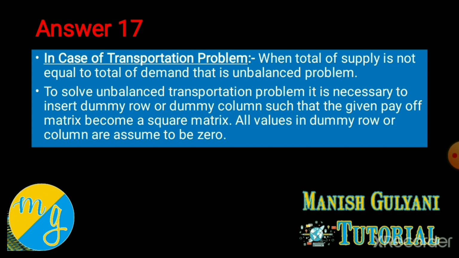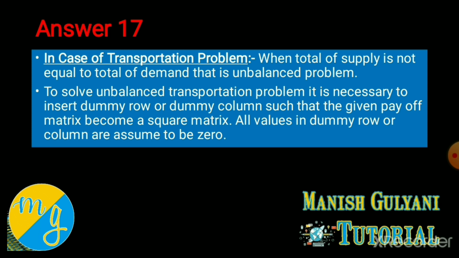It has 2 possibilities: either supplies are more than demand or demand is more than supply. If your supply total is more than demand total, then you have to insert dummy column. And if your demand is more than supply, then you have to insert dummy row. So by this parameter, comparing demand and supply, you decide whether to insert dummy row or dummy column. If S is greater than D, insert dummy column. If D is greater than S, insert dummy row.